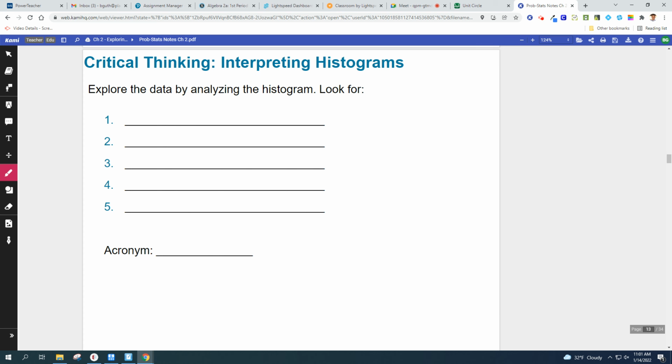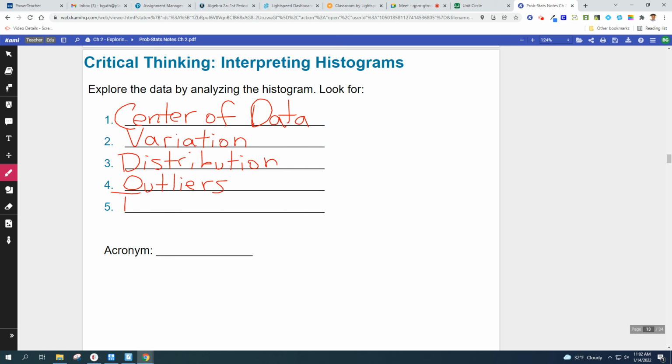Explore the data by analyzing the histogram. Look for the center of data, the variation, the distribution, the outliers, and time.